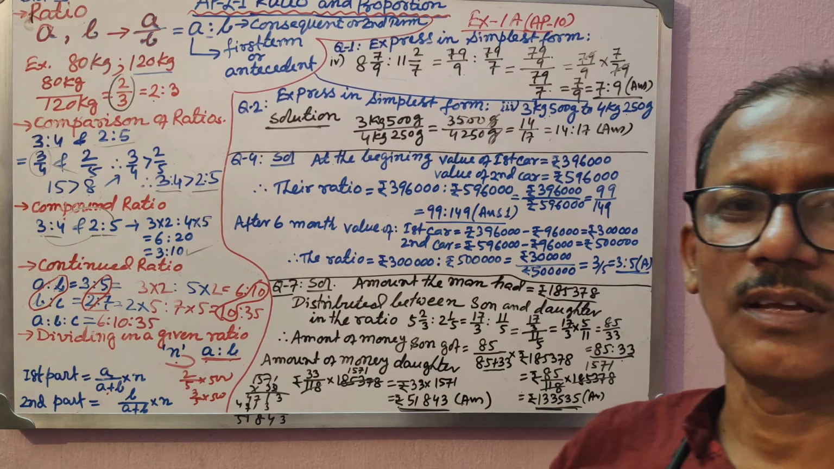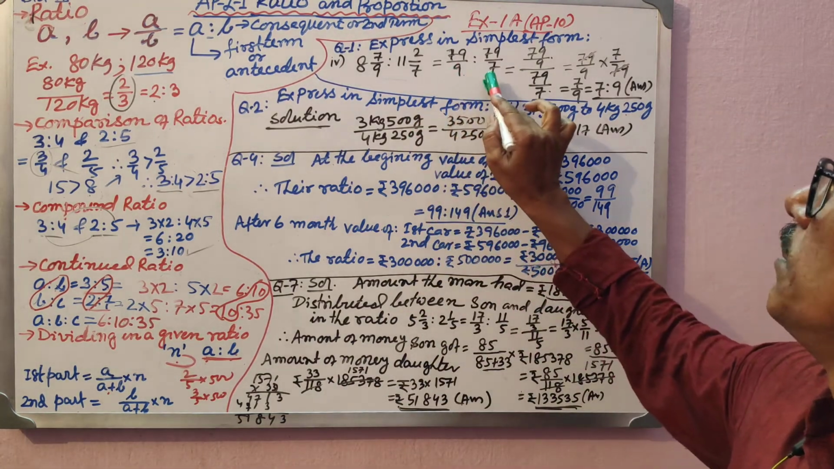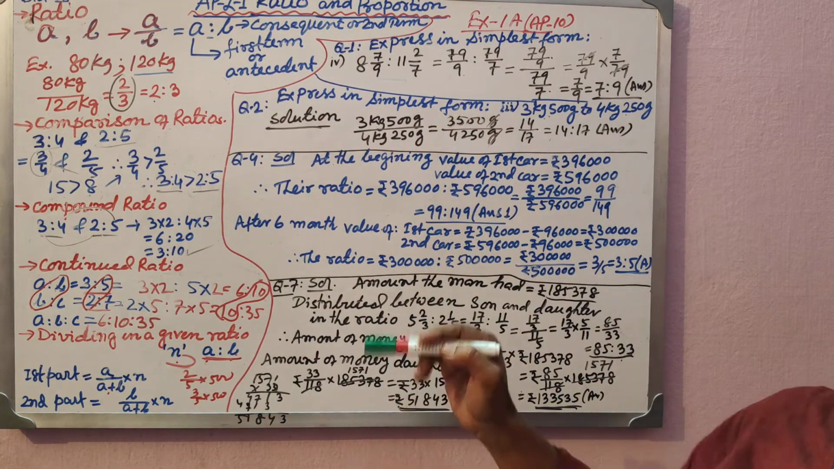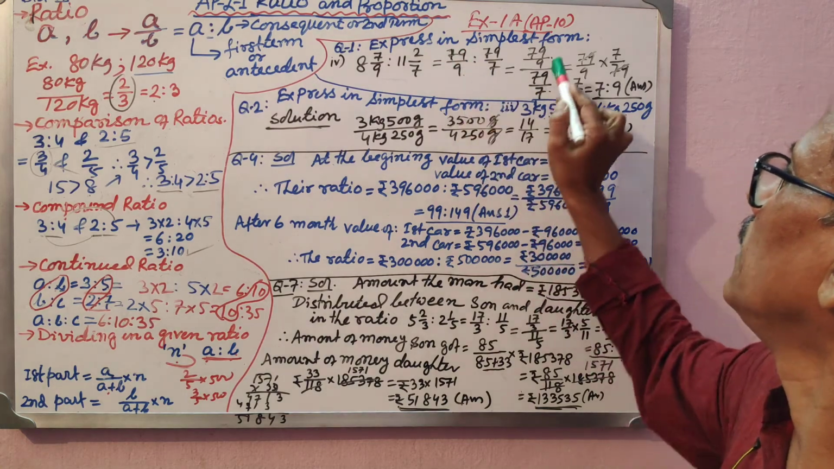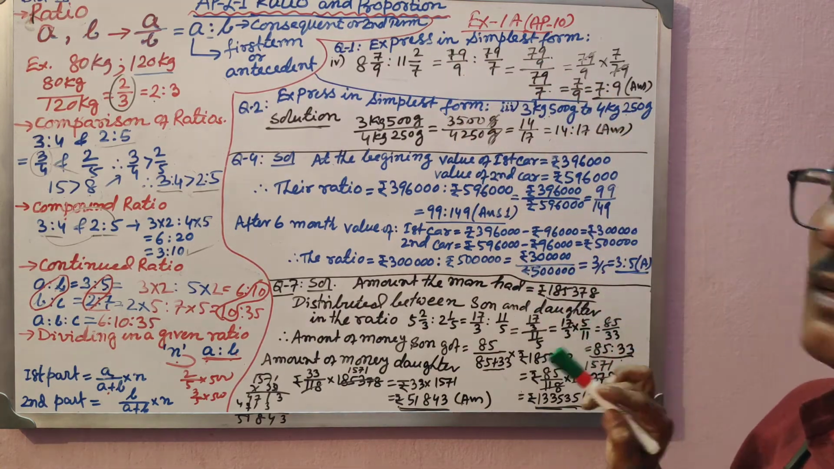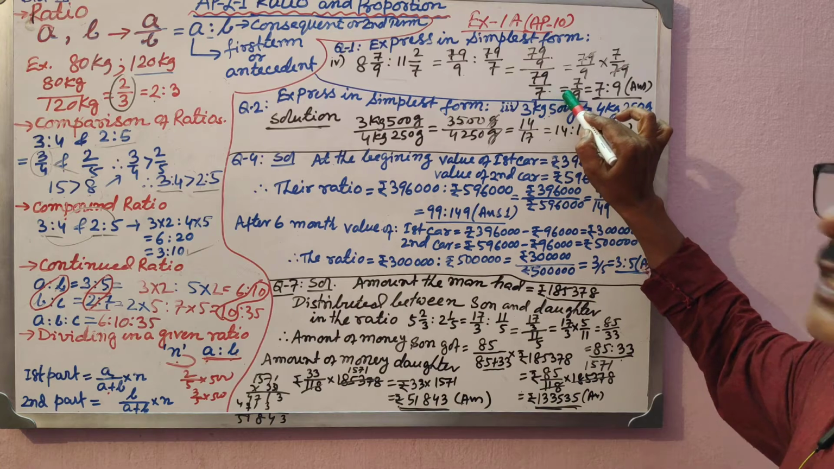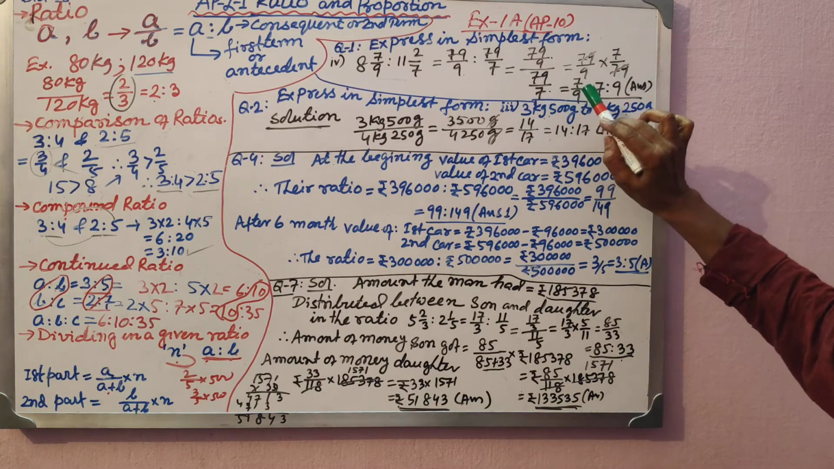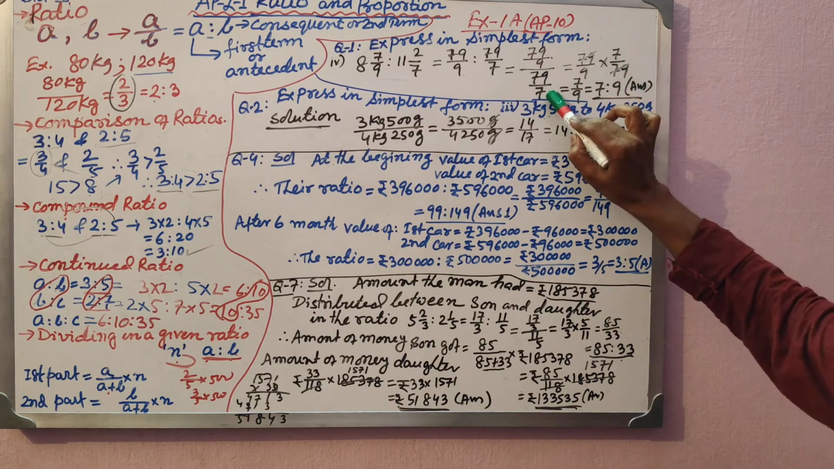Any fraction. So here is A, here is B. If you write it in fractional form, A by B, here is A by B. You have written A divided by B. So A multiplied by B, it will be A multiplied by B.